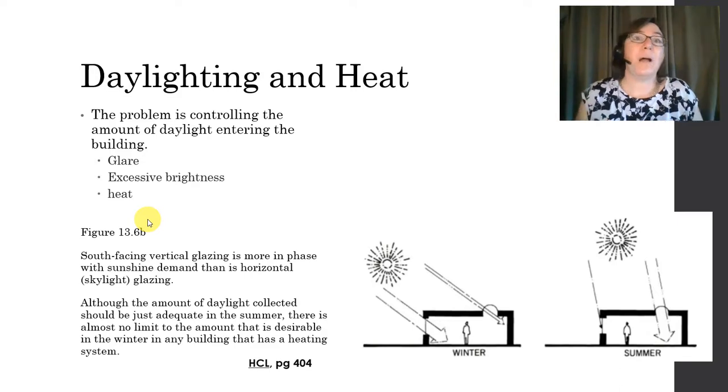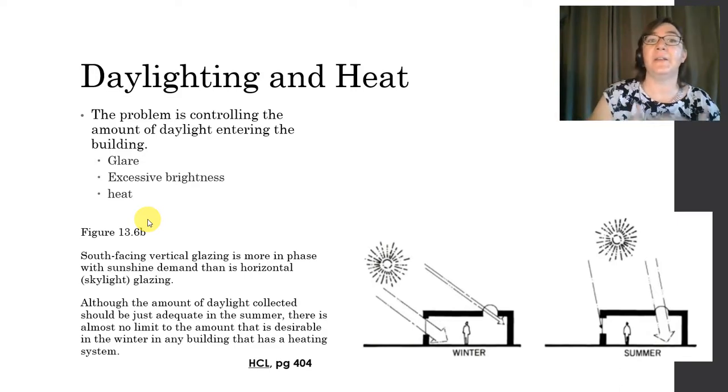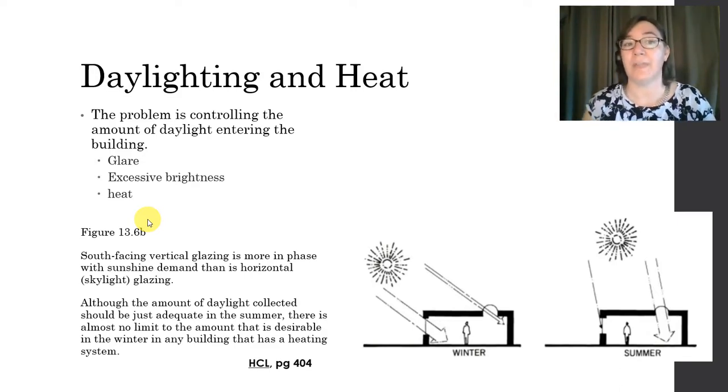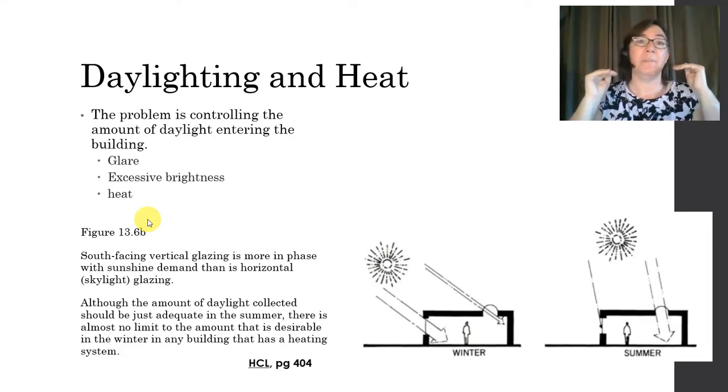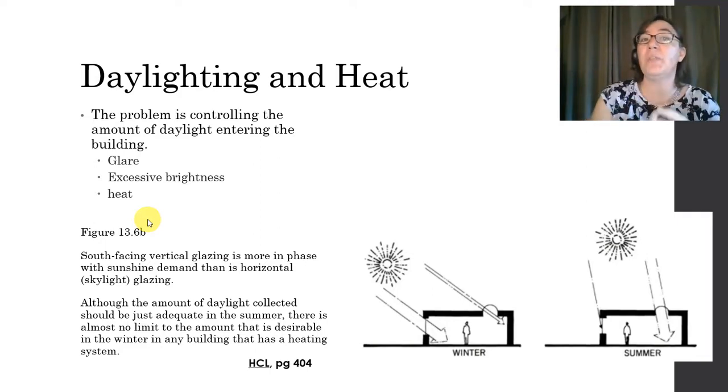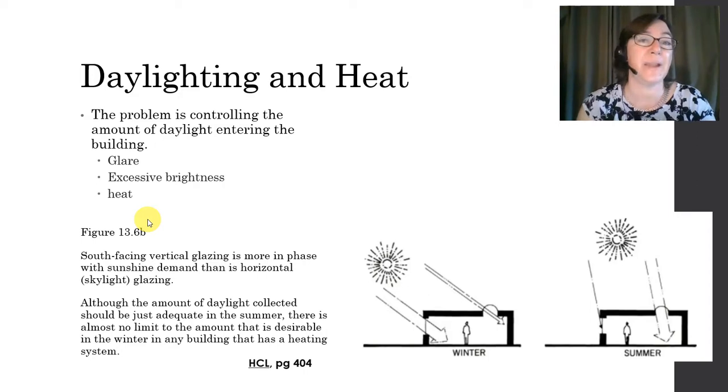But there's a big problem with daylighting, and that is controlling the amount of daylight entering the building. That whole discussion about efficacy was dependent on there being the same amount of light, but often there's too much. So you need to control the amount of daylight, the glare, control excessive brightness, and therefore control the heat.